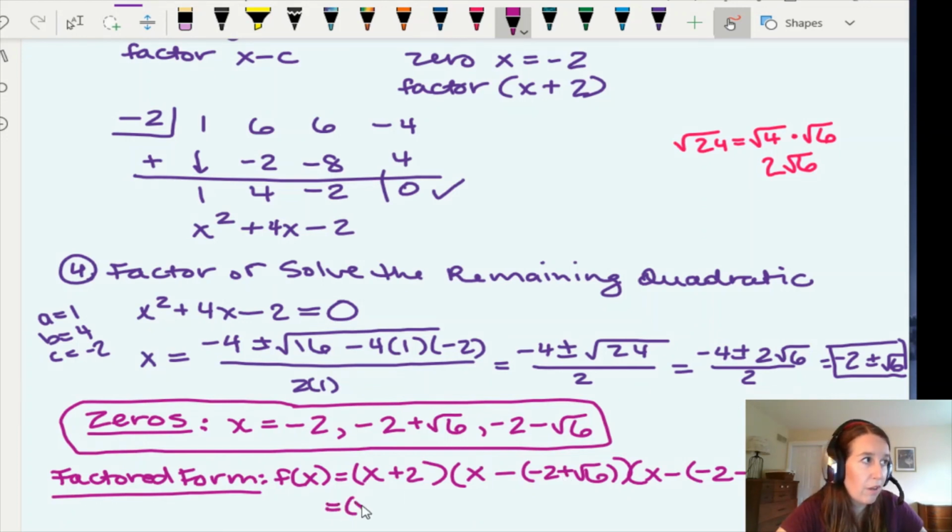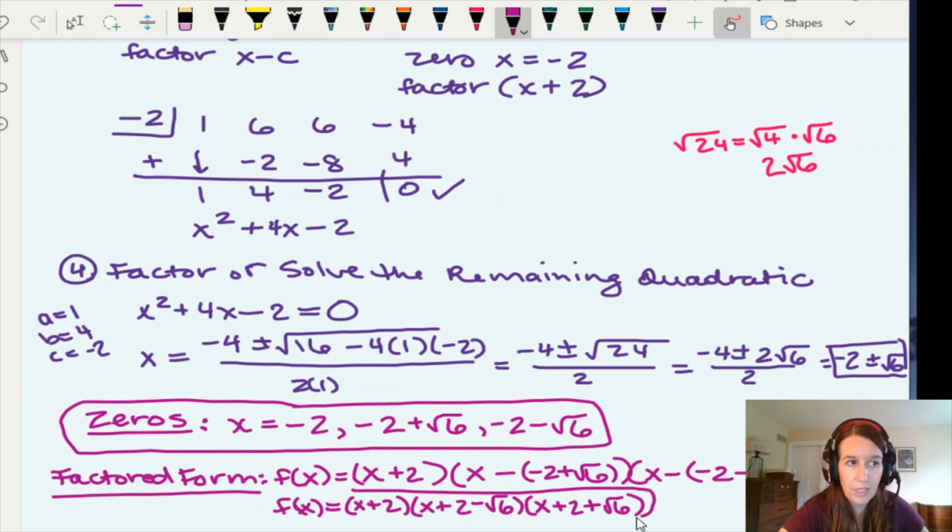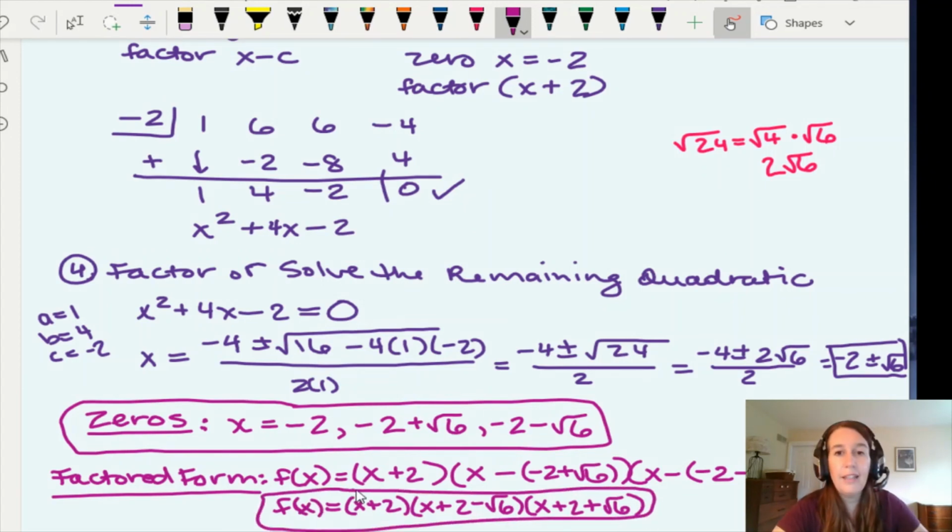Oops, sorry, I'm a little off the screen, so I'll make it a little smaller so we can see the zeros here. So this would be x, and then this is minus a negative here, so it's plus 2, but then it's still minus root 6. And then the second zero that is a little off the screen is x plus 2, and then it's minus a negative again, so it's plus root 6. And then that would be the factored form. I'll highlight that one since you can see the whole thing, and that's the full solution.